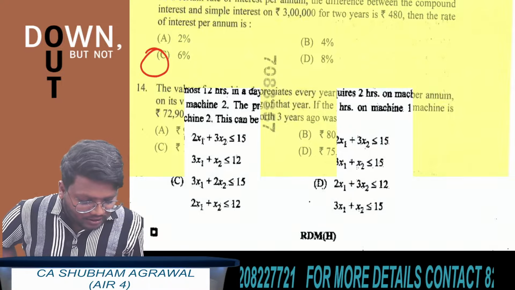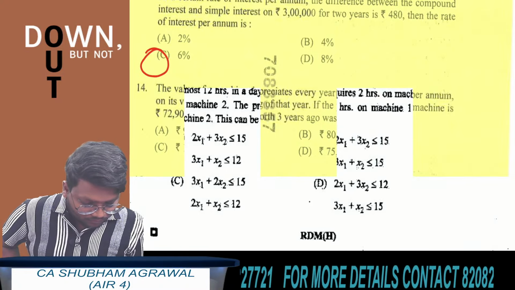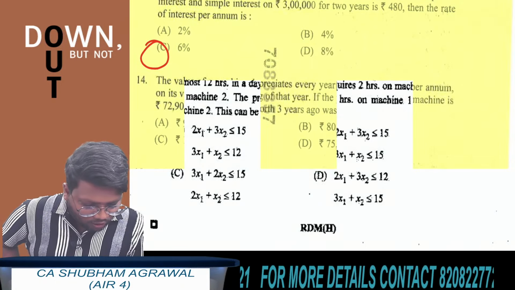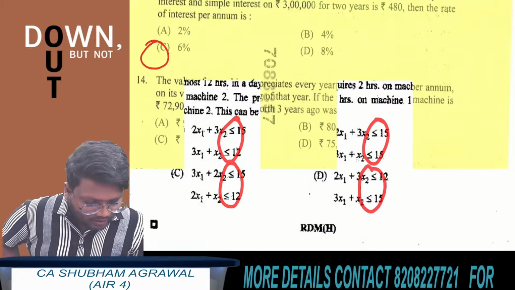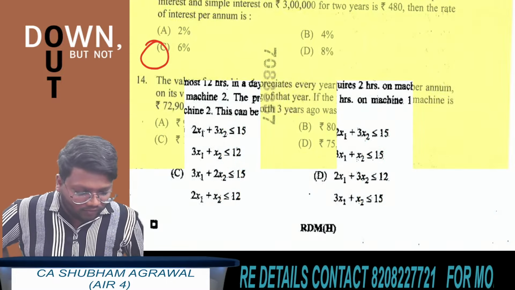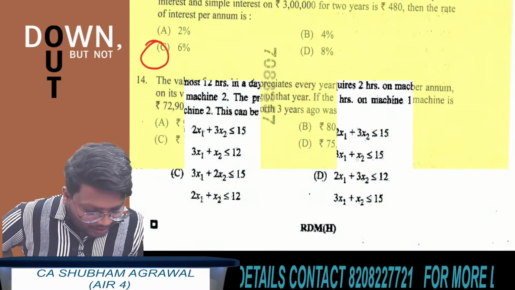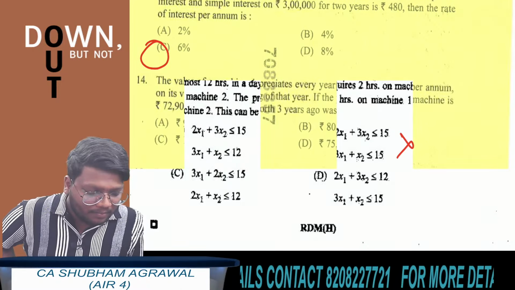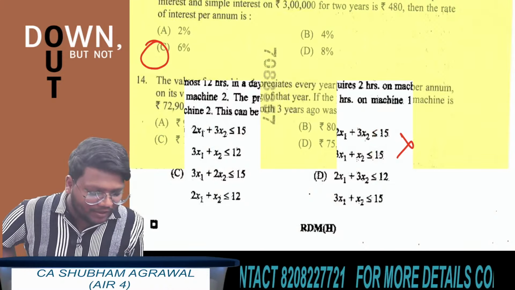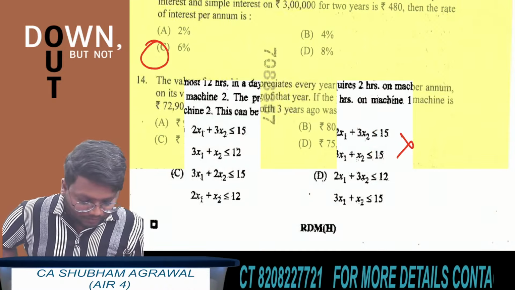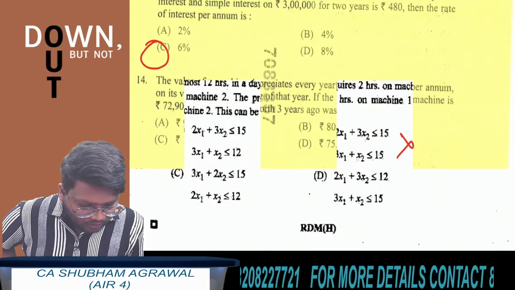Now see which options we can eliminate here. In all the options you can see the less than or equal to sign is there, so we cannot directly eliminate any of the options. But here you can eliminate option B. Why? Because in option B, on the right hand side of the inequality, they have written 15, 15. It should be 15, 12. Which option is correct here?